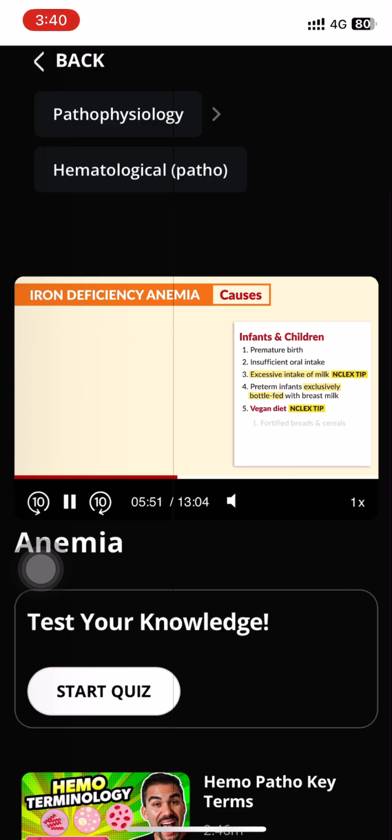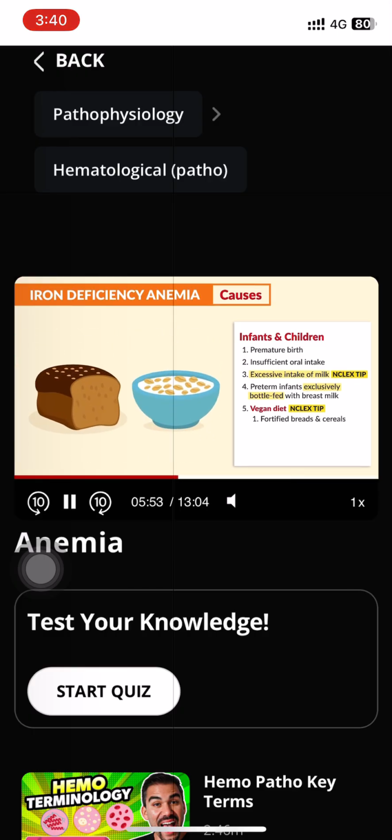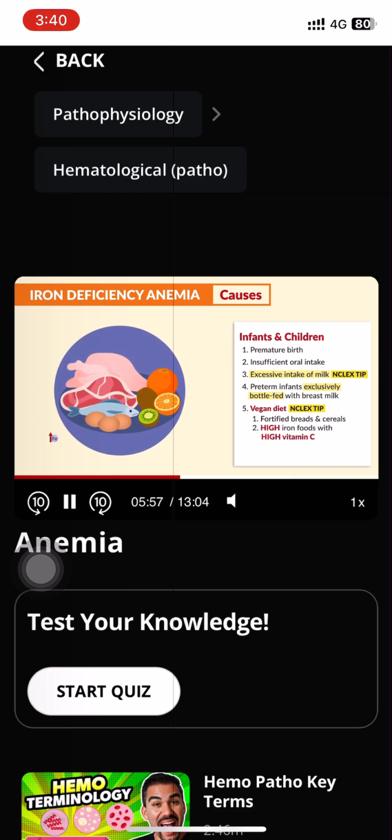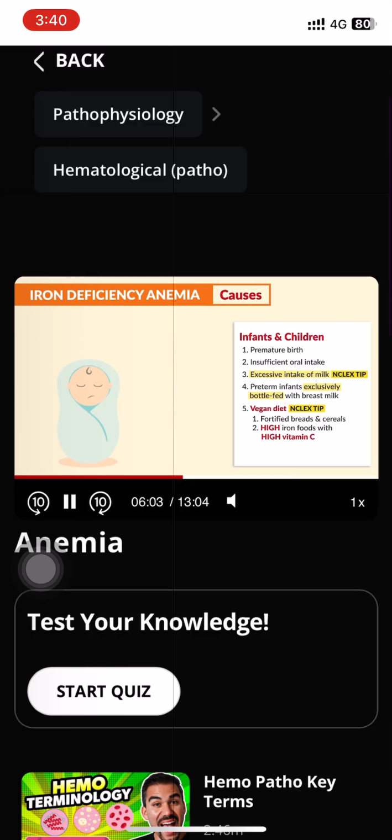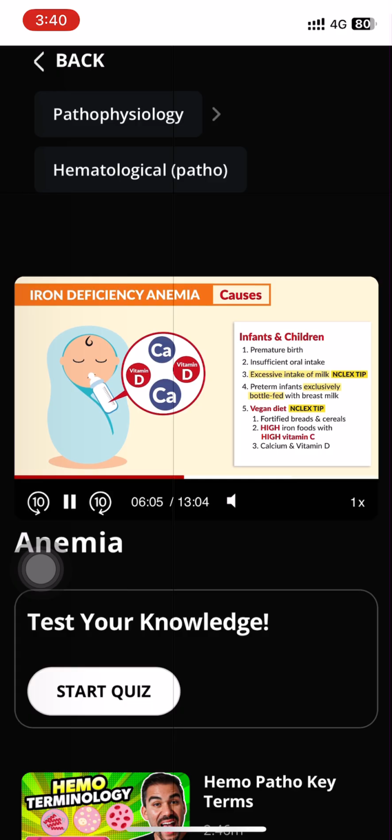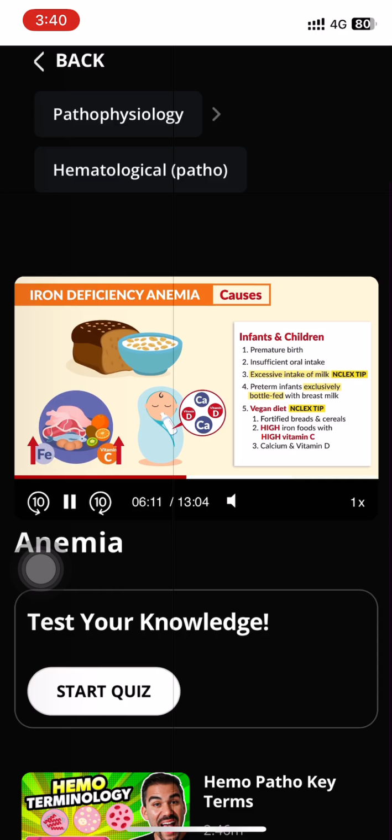So number 1, fortified breads and cereals are recommended. And we always pair, number 2, high iron foods with high vitamin C, as it helps the iron to absorb. And number 3, calcium and vitamin D is recommended to supplement the lack of nutrition from the dairy. So write those 3 key points down for vegan diets. They love to come up on Select All That Apply questions as it applies to iron deficiency anemia.